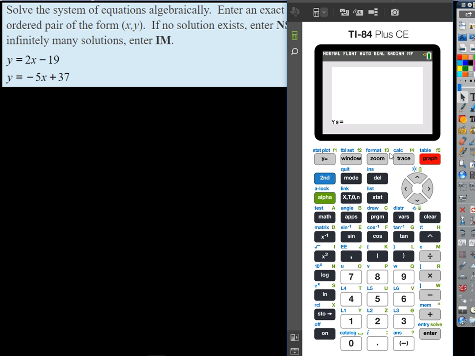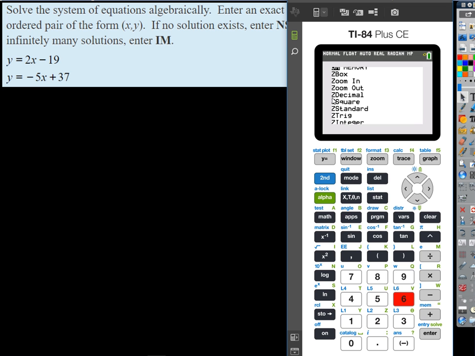And so a lot of times, instead of hitting graph, the first time you graph something, I'll tell people to go to the zoom menu and hit zoom 6, zoom standard. And that resets the window. This is kind of our starting place for the window. This is just the XY plane, right? So that's the origin, and this is the x-axis and that's the y-axis.